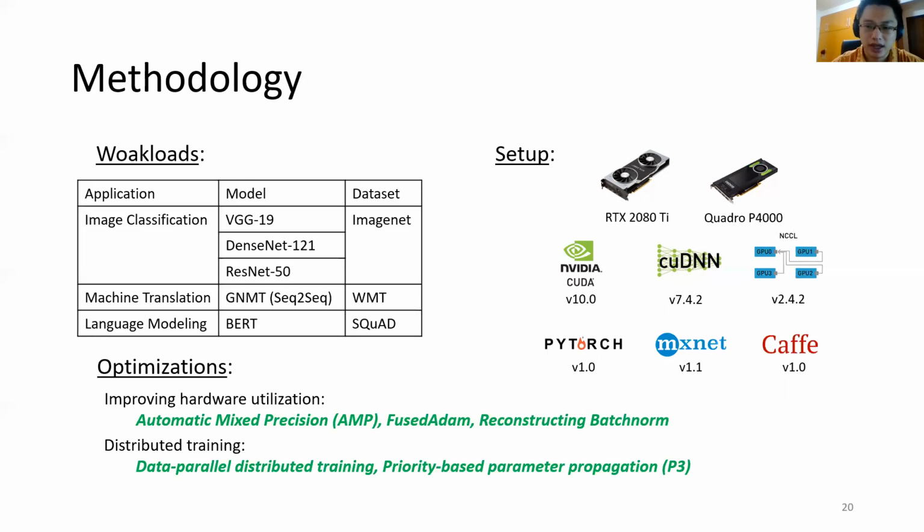3 of them aim at improving hardware utilization, including AMP, fused Adam, and reconstructing batchnorm. The fused Adam optimizer is from an NVIDIA open source package, which fuses all kernels in the Adam optimizer. Reconstructing batchnorm is an approach to overlap GPU compute latency with GPU memory latency through kernel fission and fusion. And we also evaluate data parallel distributed training and priority-based parameter propagation, also called P3, which is a technique to improve the computation and communication overlap.